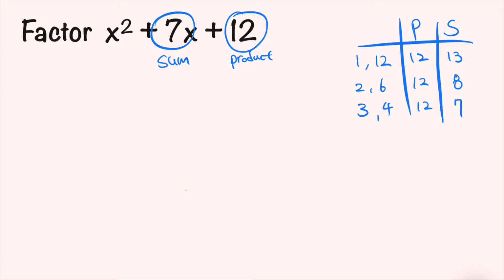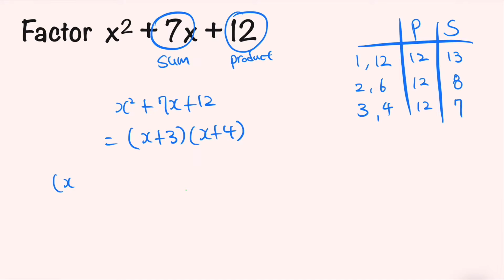So that means when we factor x squared plus 7x plus 12, it becomes x plus 3 and x plus 4. And that's our answer. I know this feels more like magic than math. Let me tell you why this works.